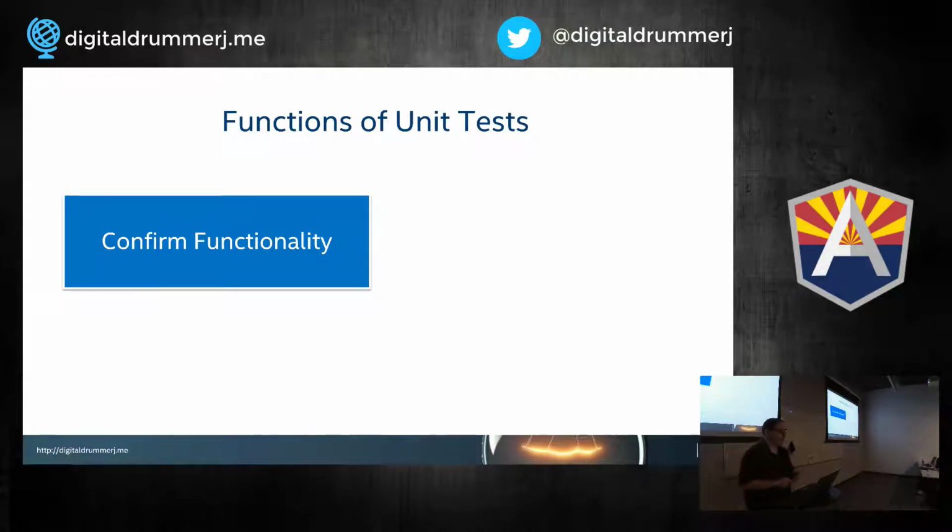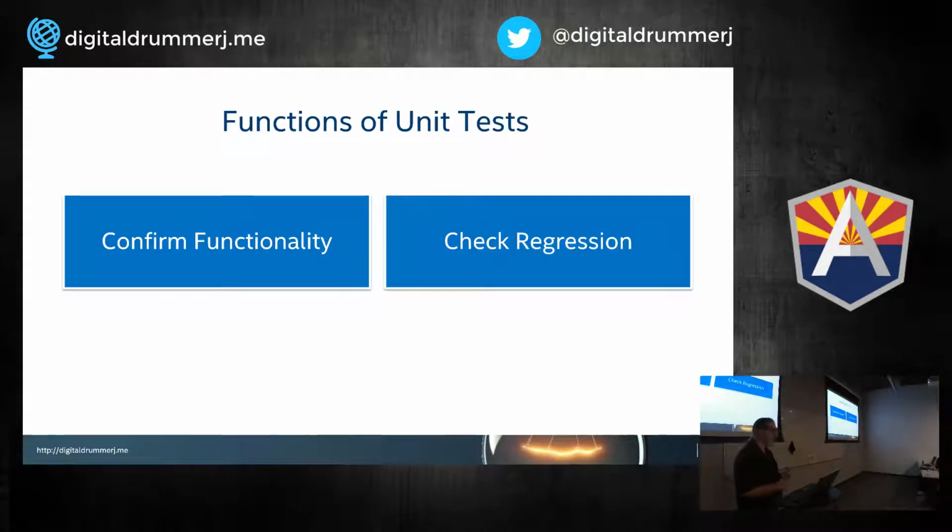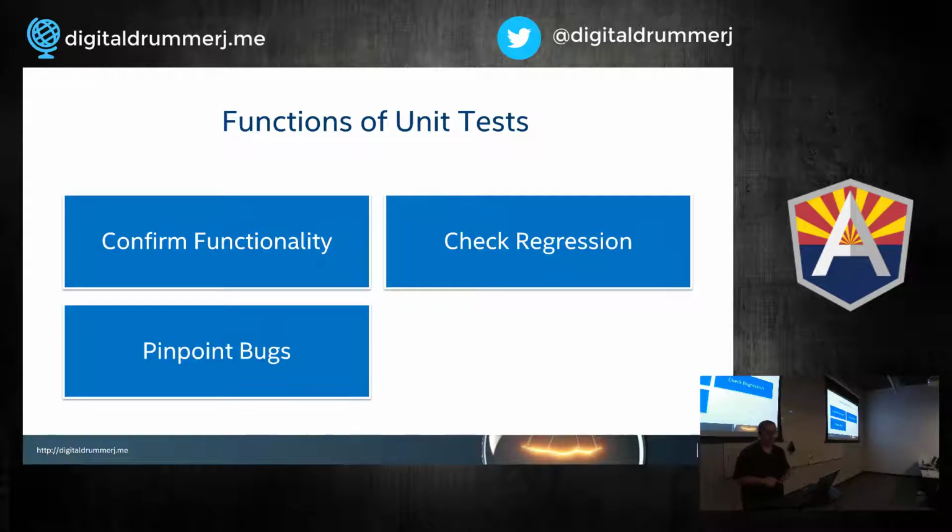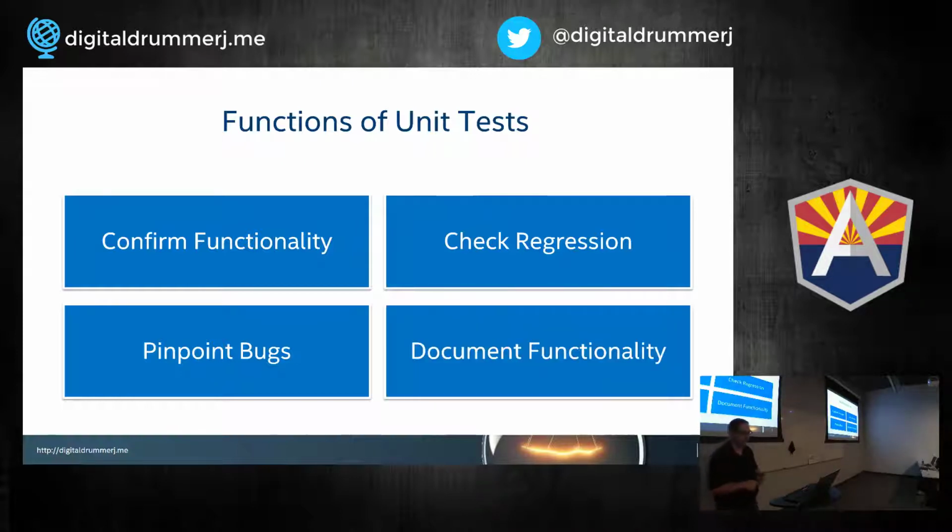We want it to confirm functionality and check regressions. Hopefully it pinpoints bugs. I'm amazed how many times we think our system's working and we start unit testing something in there, and we find all kinds of random things that we never knew were there. It also documents functionality. It's way easier to look at a working unit test than it is to hope that the documentation that someone may have written is actually up to date.